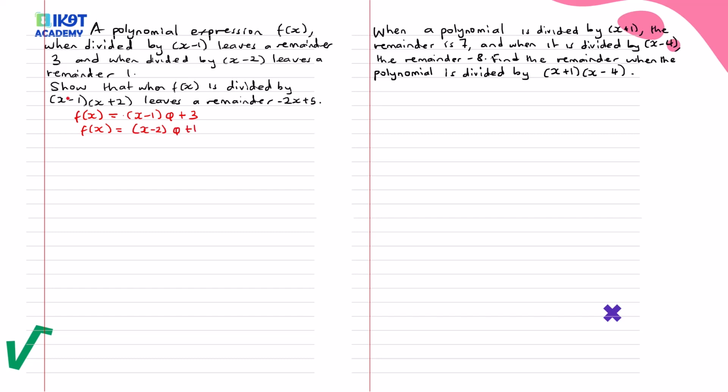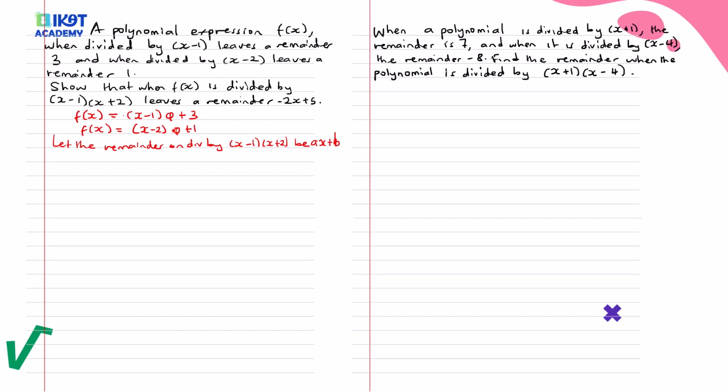So the remainder is 1. The question says show that when f of x is divided by this, it leaves a remainder, right? So we are going to say let the remainder on division by x minus 1, x plus 2, be x plus 1.